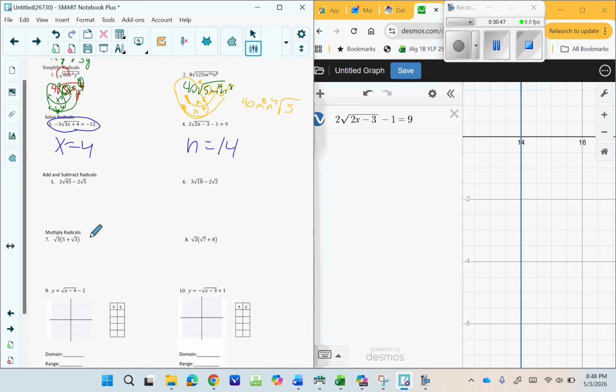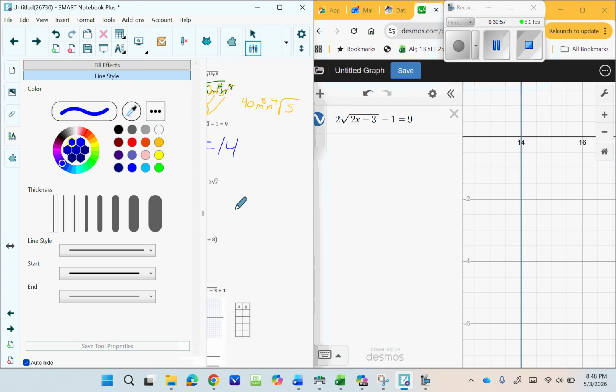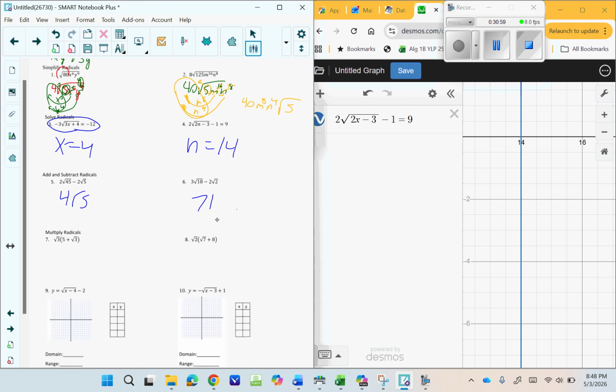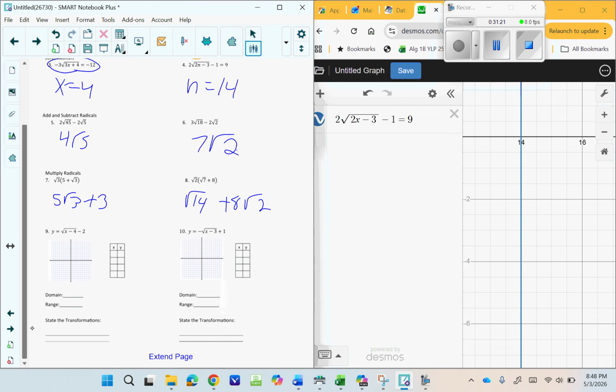Okay, and these 4 down here, you can literally do in your calculator. So this one is 4 square root of 5. This one is 7 square root of 2. This one over here is 5 square root of 3 plus 3. This one over here is square root of 14 plus 8 square root of 2. Okay, and then finally, we have these last two.